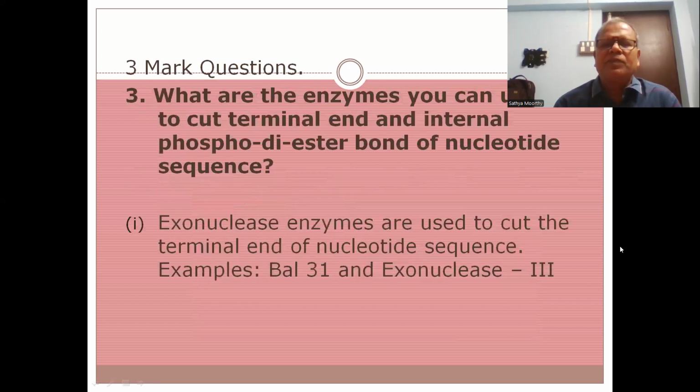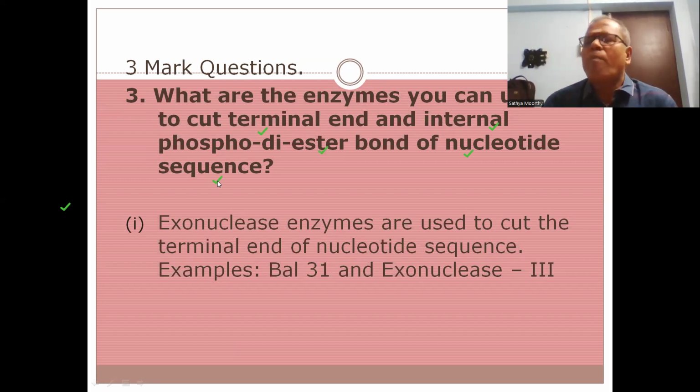Then what are the enzymes you can use to cut the terminal end and internal phosphodiester bond of a nucleotide sequence? This question helps to explain the types of restriction enzymes. What are the enzymes you can use to cut the terminal end of the DNA sequence and the internal middle of the DNA phosphodiester bond of the nucleotide sequence?